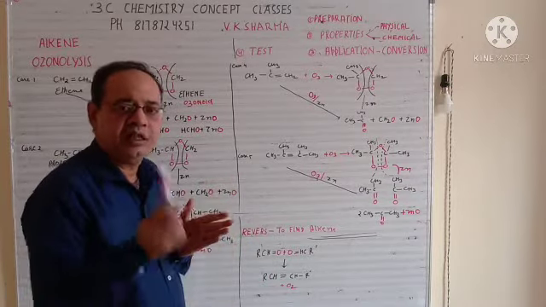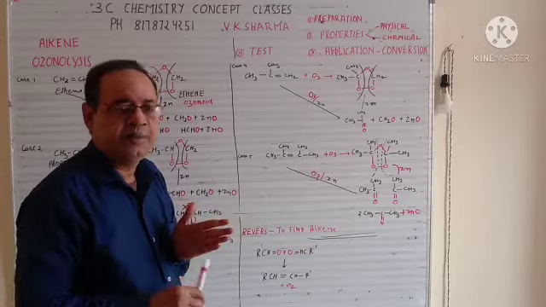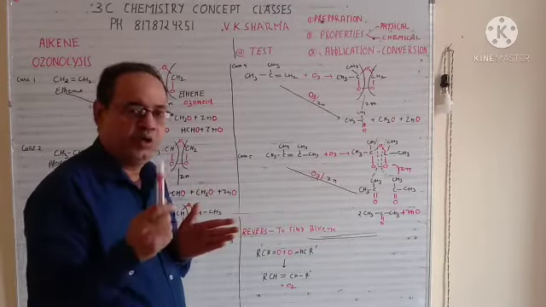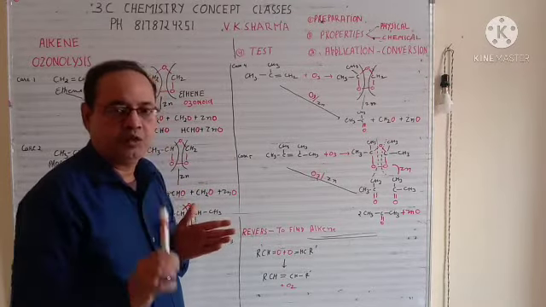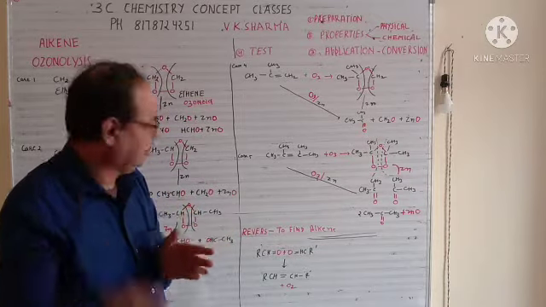If it is a straight chain, that will give you aldehyde, maybe the same, maybe a mixture. When it is a branched chain, it will always give you ketone. Branch will give you ketone. This is the concept you have to keep in mind.